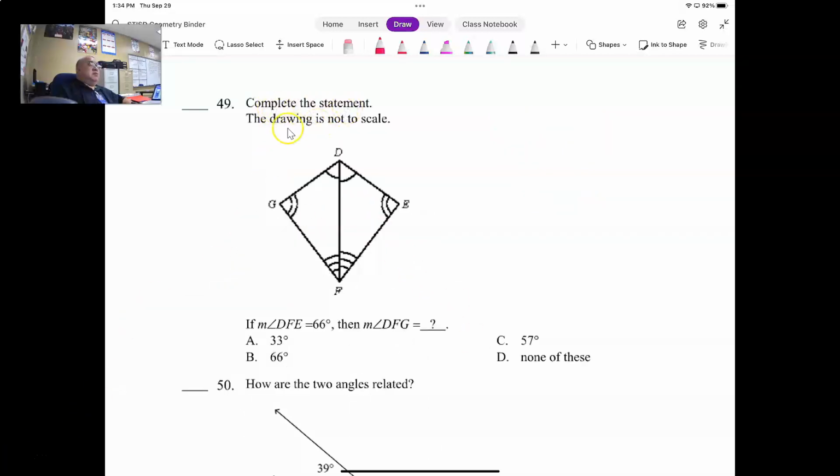49. Complete the statement. The drawing is not to scale. If the measurement of angle DFE is 66 degrees, then the measurement of angle DFG is also 66 degrees, isn't it? Because of the markings. You see the markings? So DFE is 66. Consequently, the measure of angle DFG is also 66 degrees. So your answer is B.